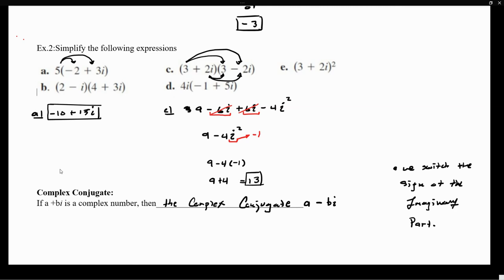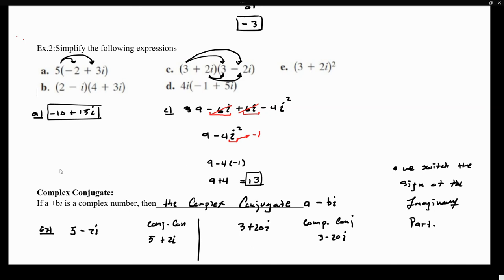So if you have a number, let's just give some examples of this statement. Let's assume that we have a complex number, 5 minus 2i. Well, the complex conjugate is going to be defined as 5 plus 2i. Let's give another example. Let's assume that we have a number, 3 plus 20i. Well, the complex conjugate is going to be defined as 3 minus 20i.